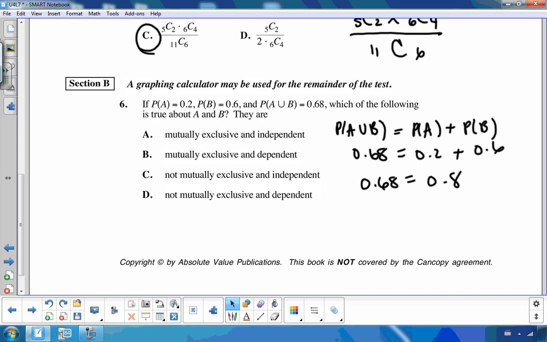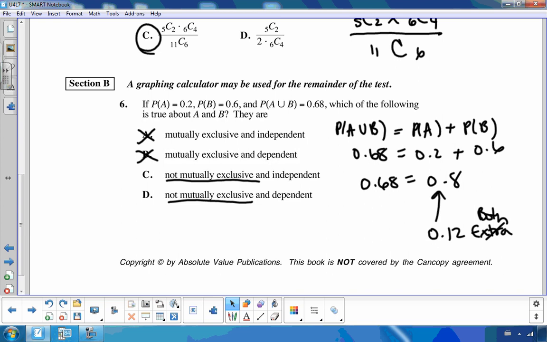So to figure out the overlap, this one here has 0.12 extra. And that extra really means both. So can both happen? Yes, both can happen. So it is not mutually exclusive. So that means I can knock off A and B as an answer. Now I have to figure out if they're independent or dependent.